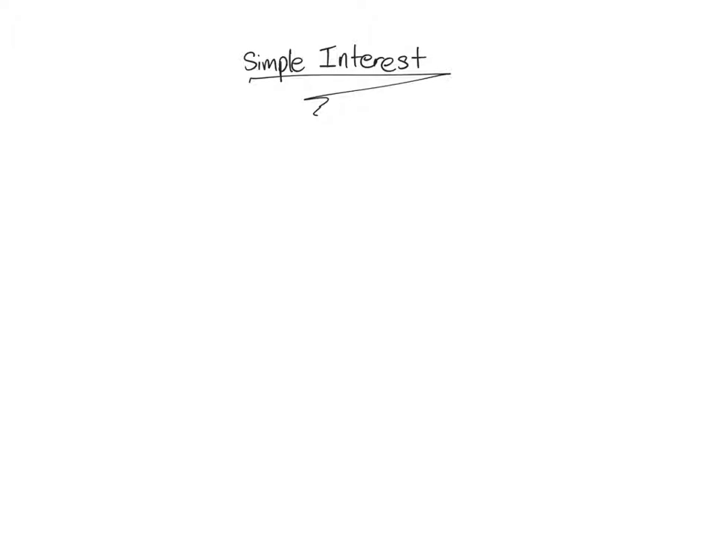So let's think about it this way. First of all, let's define some variables here. Interest, we're going to use the letter I. I for interest, which kind of makes more sense than R. The original amount that you put into the bank is called the principal. And we're going to label that P, which makes sense.